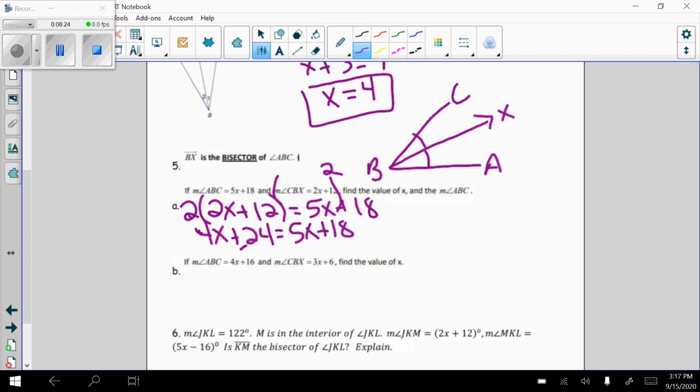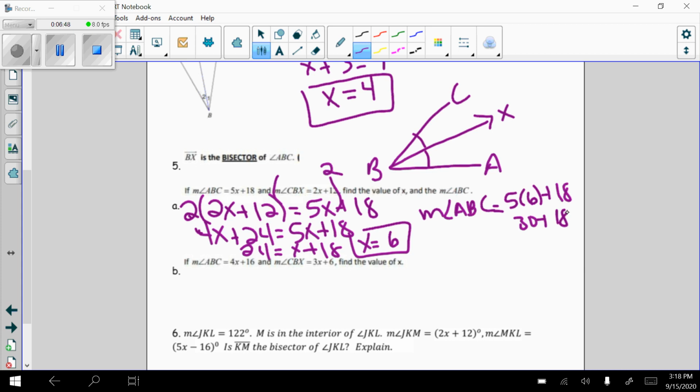Move my x over, so then I have 24 equals x plus 18. Subtract 18 from both sides, and I get x equals 6. So that was the first thing they asked me, find the value of x. Now to find the measure of angle ABC, I simply plug 6 in. So 5 times 6 plus 18. So 30 plus 18. The measure of angle ABC is 48 degrees.